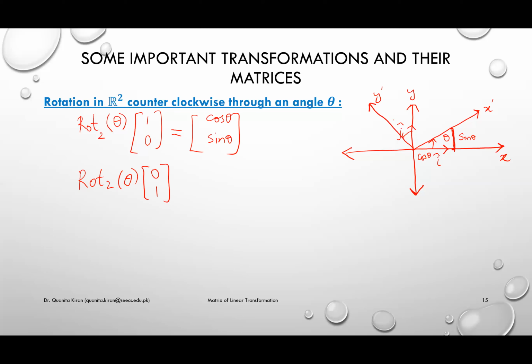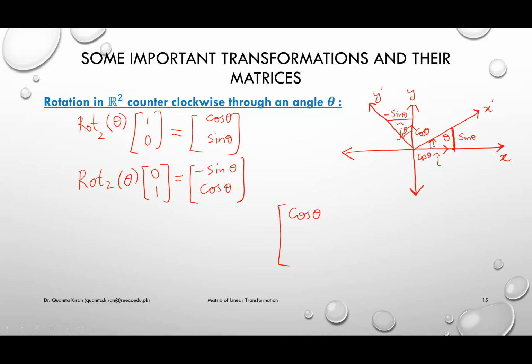Now here, this angle is theta and this is the opposite side. So this side is sine theta and this side is cos theta. And since this is in the negative x direction, this is minus sine theta. So the (0, 1) vector maps onto (minus sine theta, cos theta). If we put these vectors into matrix form, we obtain the rotation matrix through an angle of theta counterclockwise. So we are taking the angle counterclockwise.